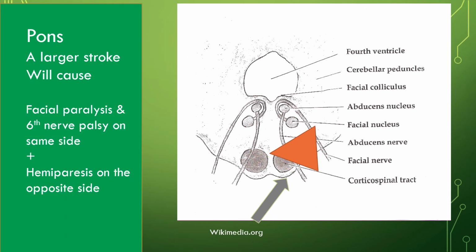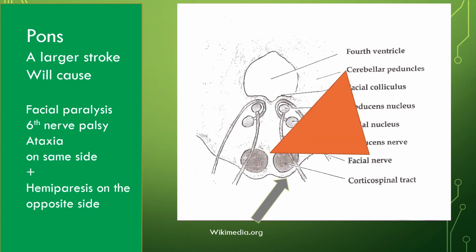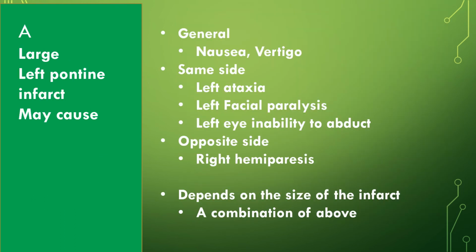And if the stroke is even larger, the facial nerve is affected, the sixth nerve is affected, and the corticospinal tract is affected, then the patient would have sixth nerve palsy, facial paralysis, and hemiparesis on the opposite side. And for a very large stroke, the patient would have facial paralysis, sixth nerve palsy, and ataxia on the same side, and hemiparesis on the opposite side.